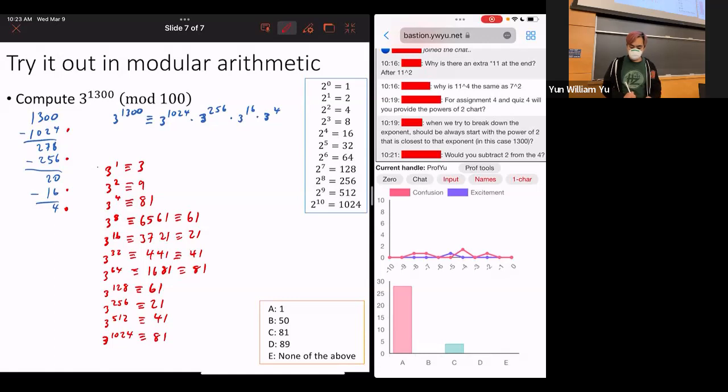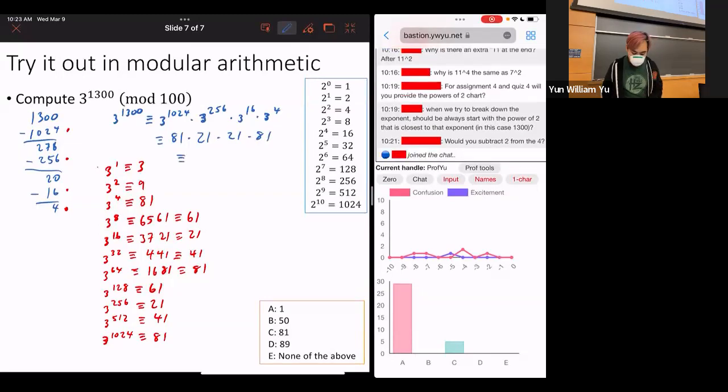Okay? And so then once you've done that, all you have to do is multiply back through. So this is equivalent to 81 times 21 times 21 times 81. Note that 81 times 81 is going to give you 61, and 21 times 21 is going to give you 41. And so this is 2501. So this is equivalent to 1. And so yes, people were indeed correct.